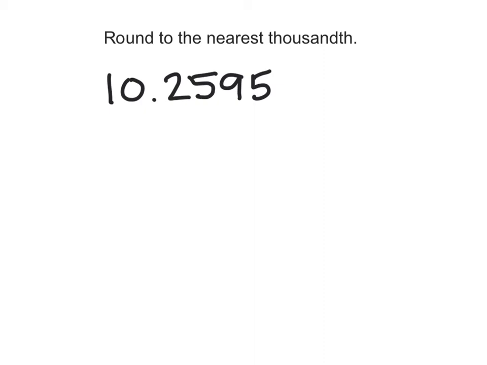Here we have an example, round to the nearest thousandth. All right, so first of all, identify the rounding place. Which digit is in the rounding place? Well, if you said 9, you're correct, because 9 occupies the thousandths column. Now let's look to the right. Okay, what are we going to do? Well, if you said we're going to round the 9 up, you're correct, because this number 5 is greater than 4. So now let's round the 9 up.